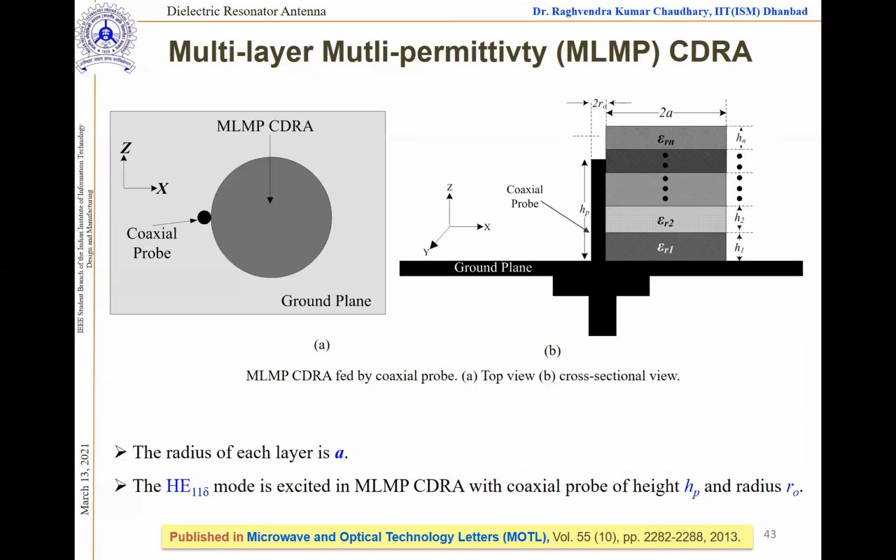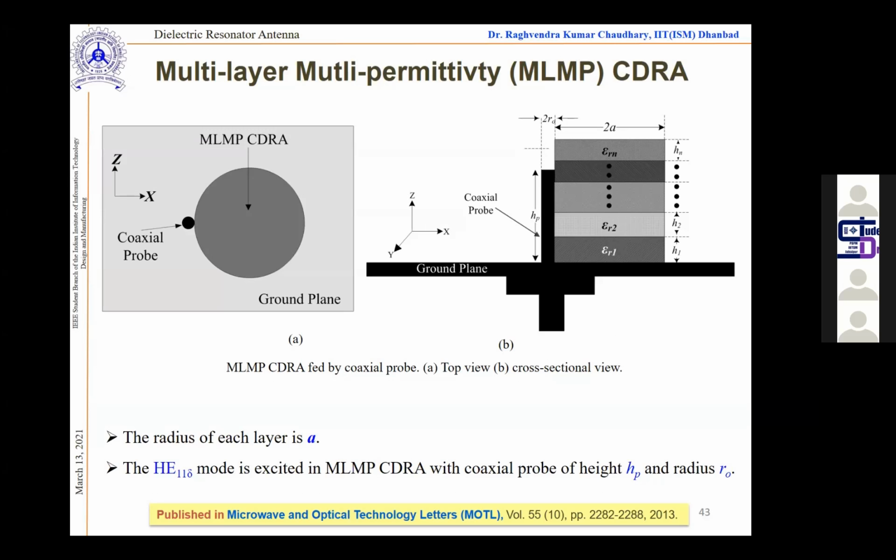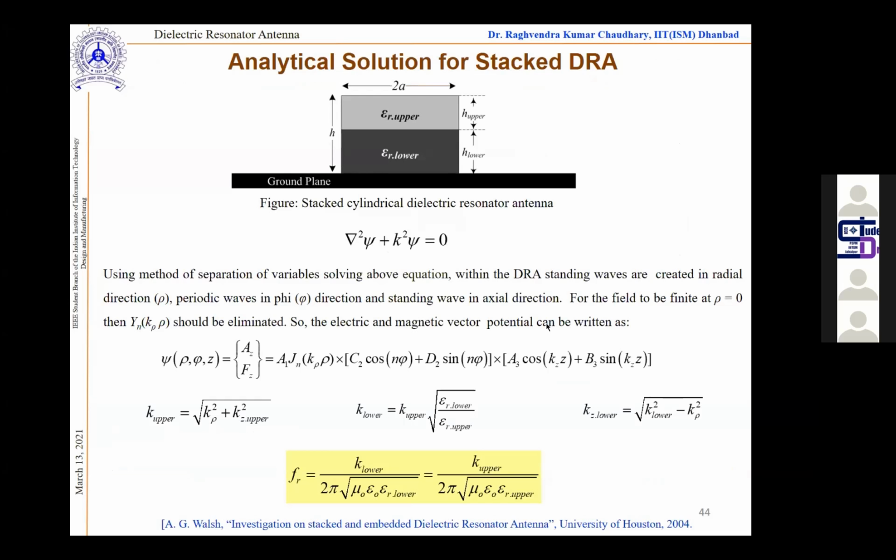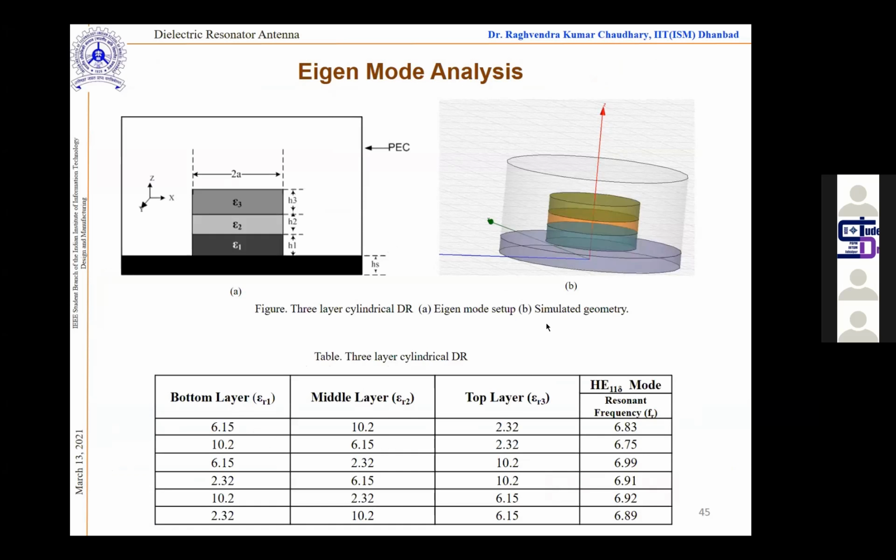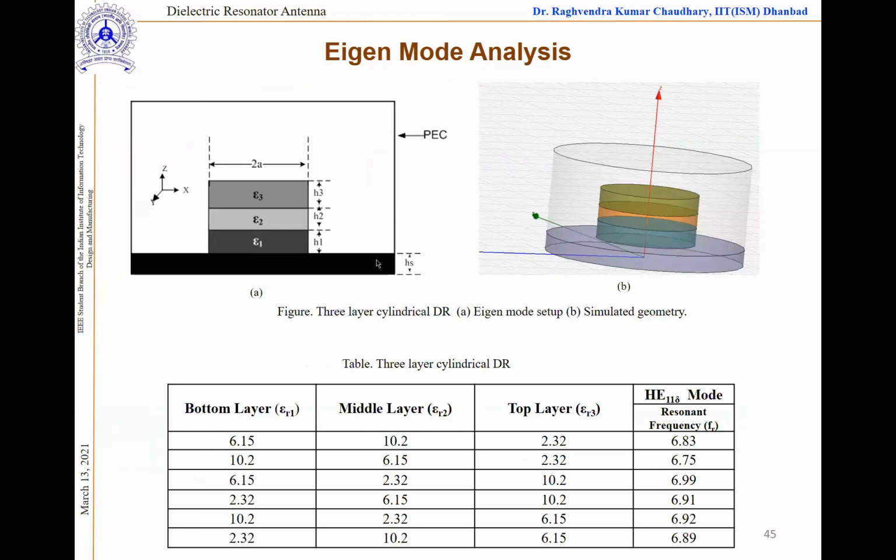Then we used the multi-layer, multi-permittivity approach and excited through the surface, and again got a similar kind of result. Here you can see a 3-layer system, and we tried to find the HE11 delta mode. In all cases, we successfully excited the HE11 delta mode.